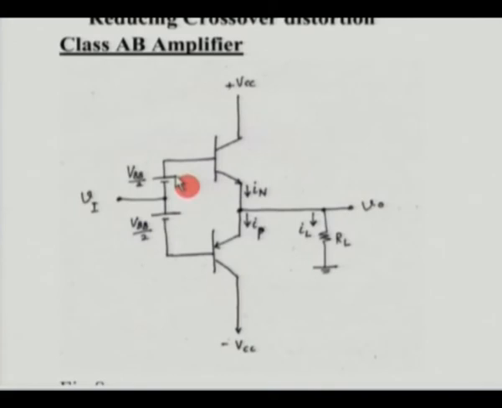Most of these radio sets would have an adjustment for this crossover distortion. If you look at any kind of portable application like a tape recorder or a radio, all of them would use a class AB. In cheap portable applications, this voltage adjustment is very difficult.